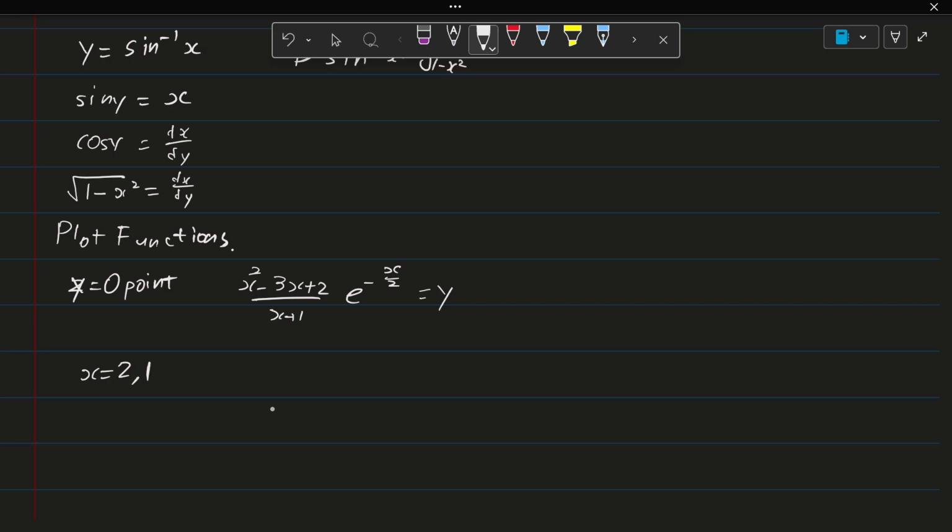Apart from that, we could also try to find the trend when x goes to infinity or negative infinity, or maybe even at a divergence point. Like for example here, if you try to plug in negative 1, the value doesn't exist. But if you try to plug in values near negative 1, you are able to obtain a value. So that's something important to know as well.